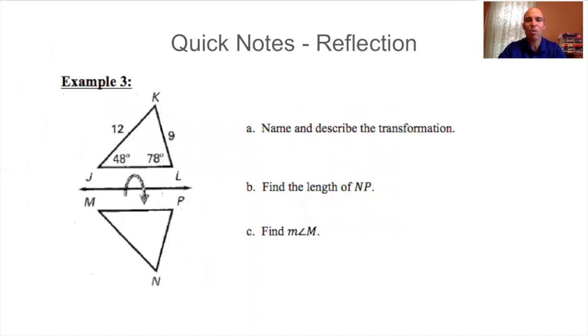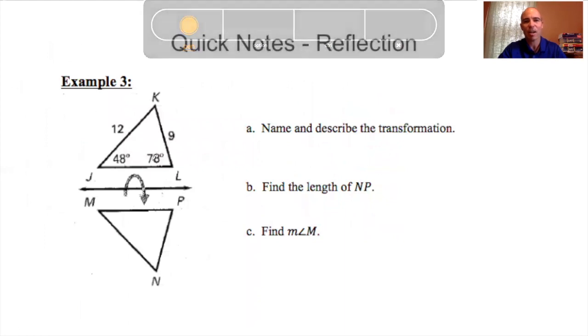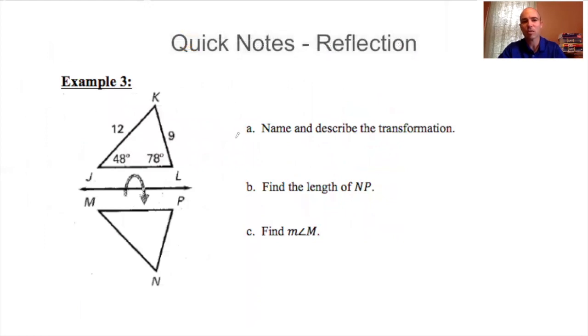Okay, so reflection, right? Again, it needs to be reflected over a particular line. So you see your line here. And it's basically, wait, what's the transformation? All right, obviously it's reflection. The length of NP, so this one here, because it's this 9 unit thing, it's going to be 9. It's congruent, it's just reflected.